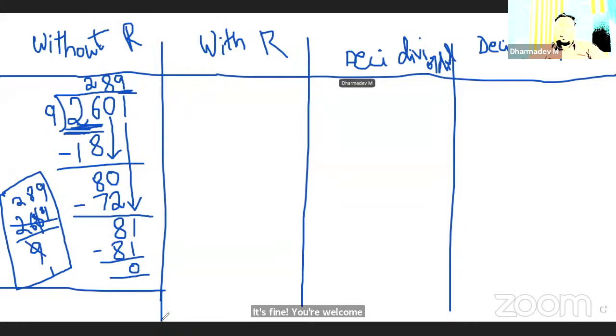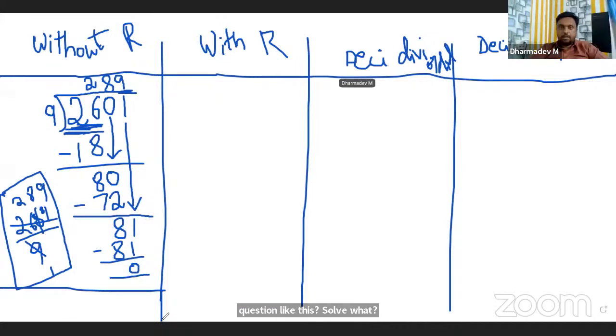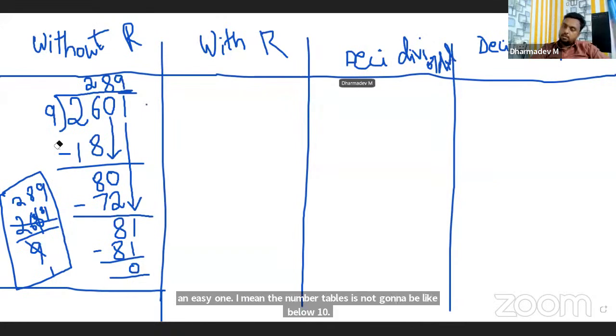Okay. Can I give you another question like this? Solve it, then we'll go on with the next. Is that okay? But I'll give you a quite complicated one, a bigger number, not an easy one. I mean, the tables are not going to be below 10. I'll give you more than that. Is that okay?